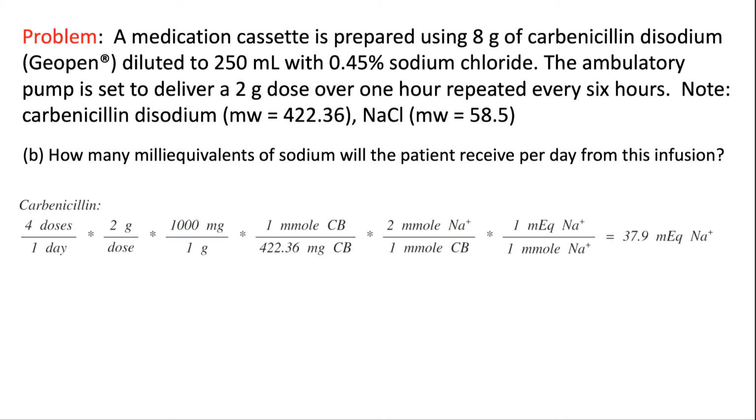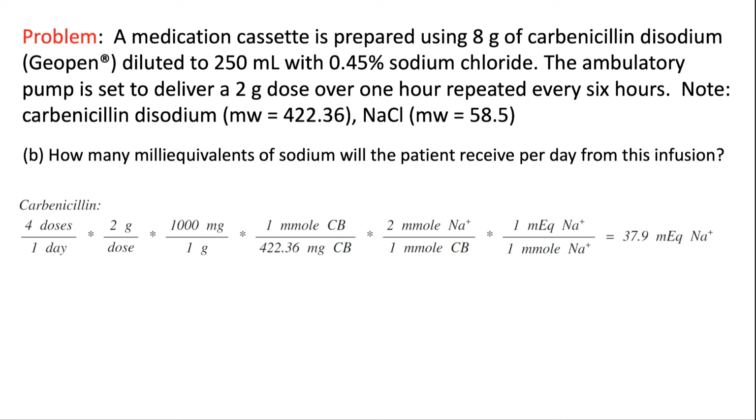All right. Let's start with the fact that this patient is getting 4 doses per day. They're getting a dose every 6 hours, so 24 hours divided by 6 is 4 doses per day. That's what I start with on the far left. Let's multiply that by the fact that we were told that each dose has 2 grams. So we'll have 2 grams on top per dose. That way the units of dose cancel, and we're in grams per day essentially.